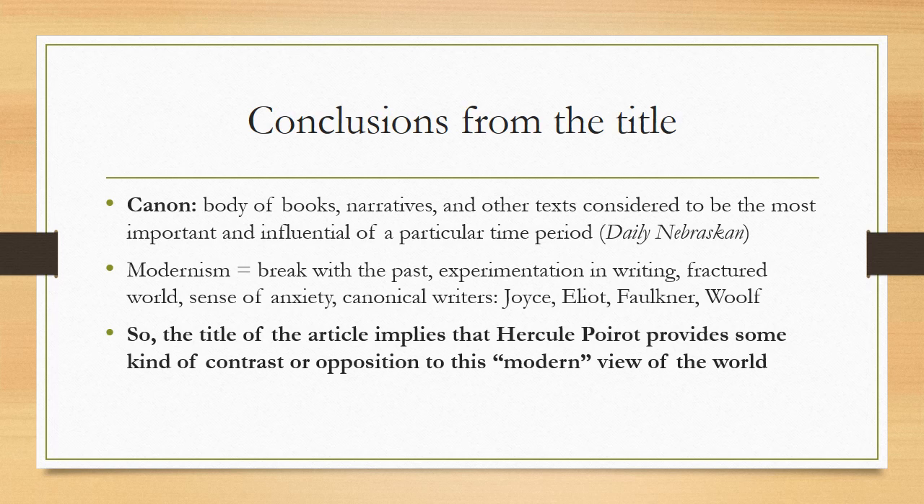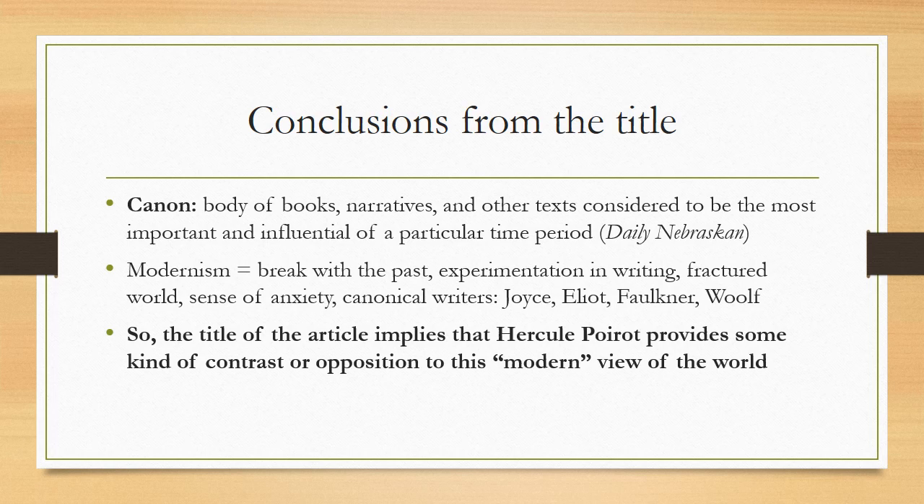So what does that word canon mean? I don't think we're talking about shooting explosive balls out of a barrel. No, according to what I found online, researching it from a newspaper that seemed reliable, the Daily Nebraskan, canon is a body of books, narrative, and other texts considered to be the most important and influential of a particular time period. So when someone thinks of modernism, they think of James Joyce, T.S. Eliot, William Faulkner, and Virginia Woolf. And so that helps us further round out our definition of modernism.